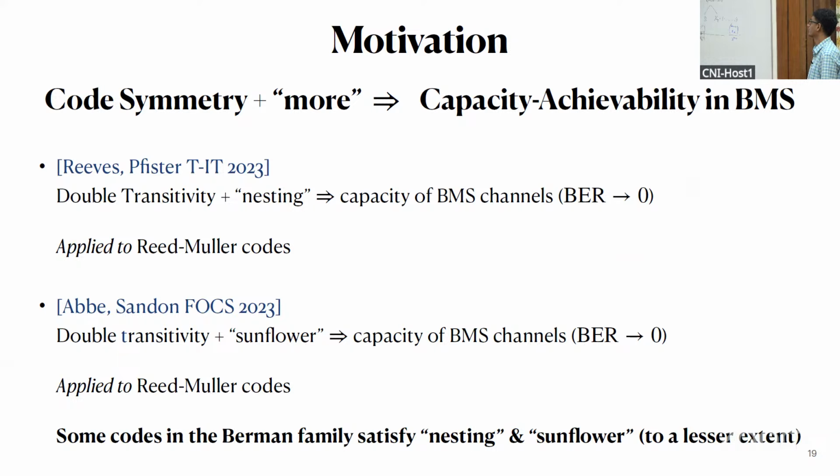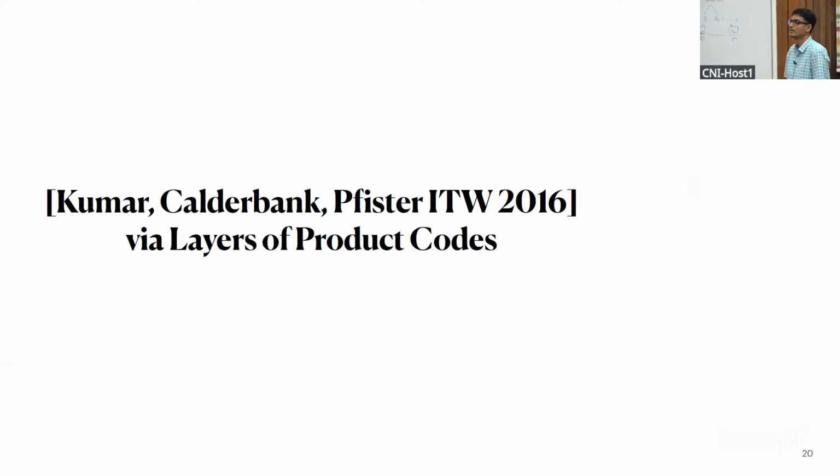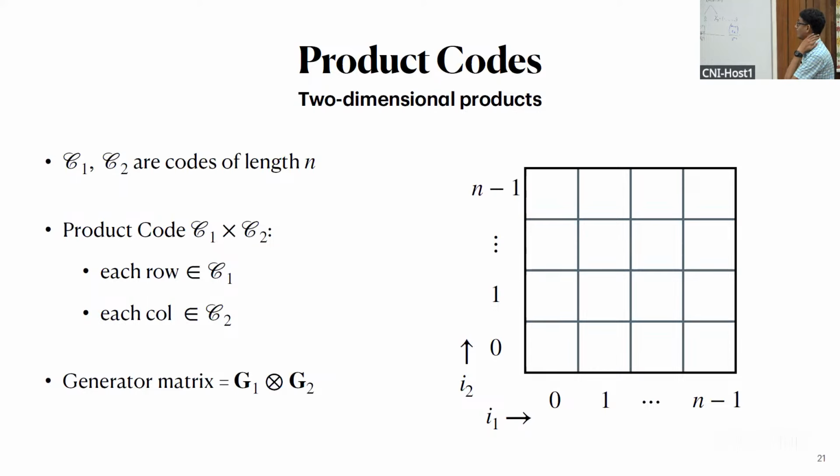So I won't dwell on this much. I'll give you a very simple trick through which you can construct codes with a decent automorphism group, rich enough automorphism. So what I'm going to do is start with product codes and then try to build codes which have decent automorphisms. Okay, so a quick review of product codes.